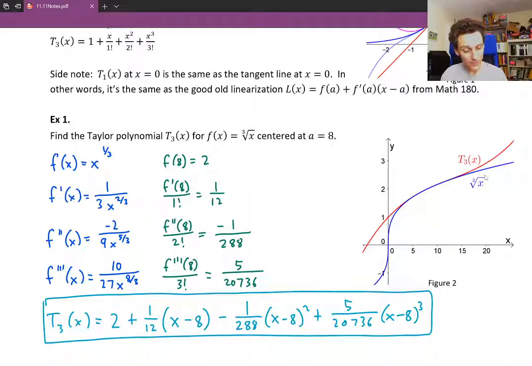But you can make the Taylor polynomial touch at any place along the curve, as long as your derivatives are defined there. So it's kind of like a cubic. It's like a tangent cubic in a sense. Instead of a tangent line, it's like a tangent cubic. It's a cubic that's really close to that cube root of x function at the point of tangency, which is 8 in this case. Okay, so there's what a Taylor polynomial would look like for example 1.